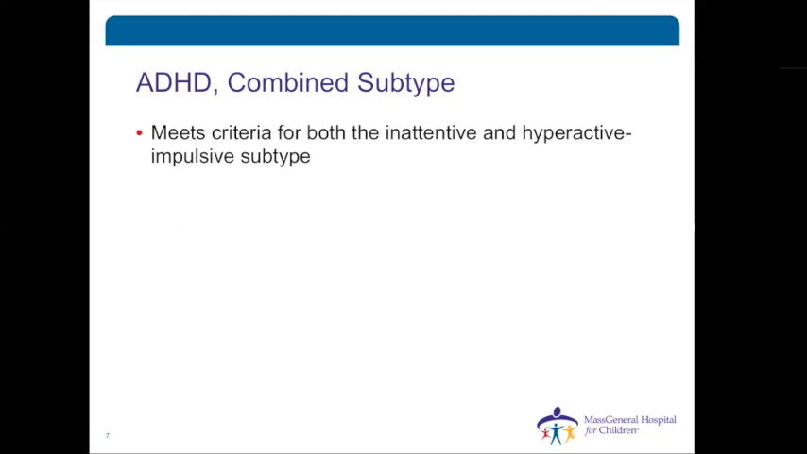Finally, recall that if someone has symptoms that meet criteria for both the inattentive subtype and the hyperactive impulsive subtype, they can be said to have the combined subtype.